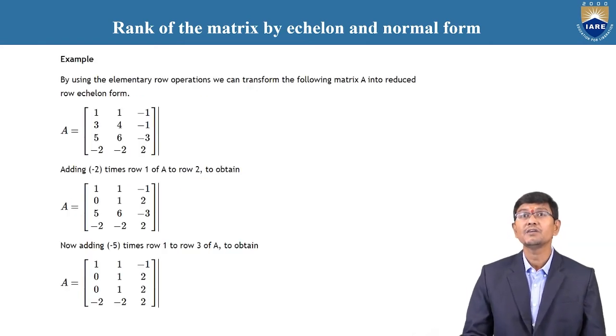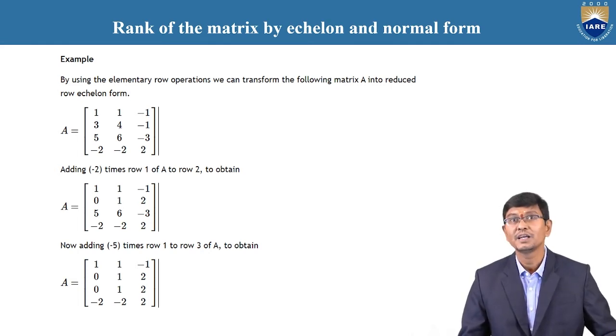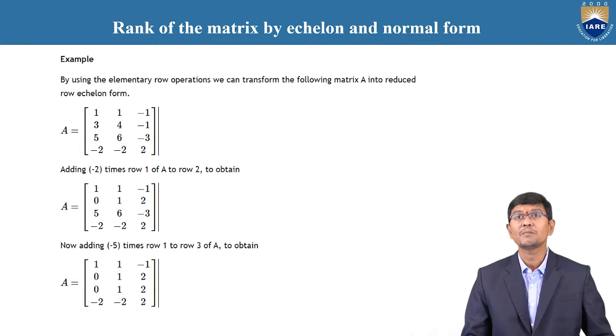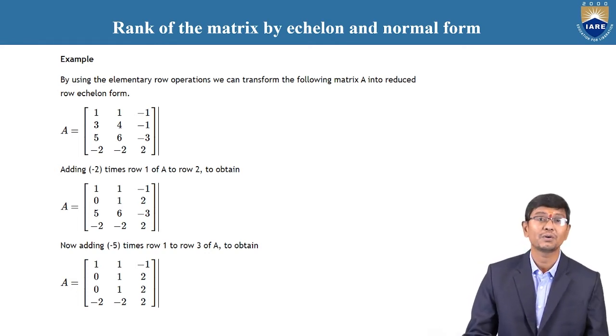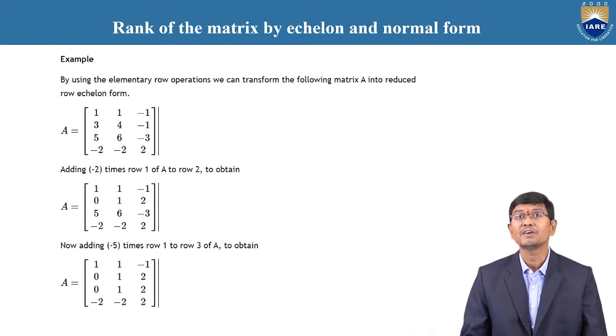And again, now we need to discuss some examples based upon the echelon form of a matrix. Here, by using the elementary row operations, we can transform the following matrix A into reduced row echelon form. That means we need to apply only the elementary row operations. For example, A is the given matrix. While we are observing, this is the A matrix.